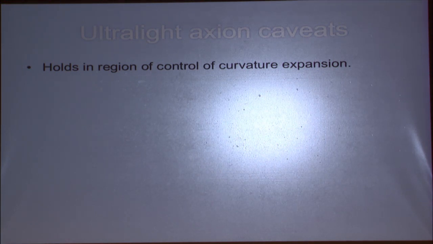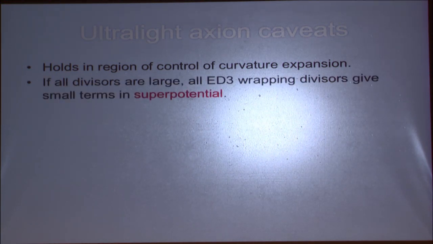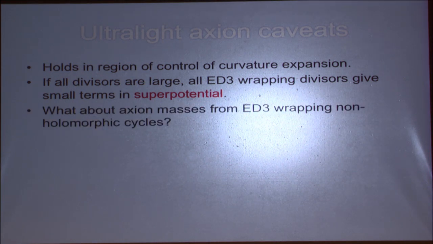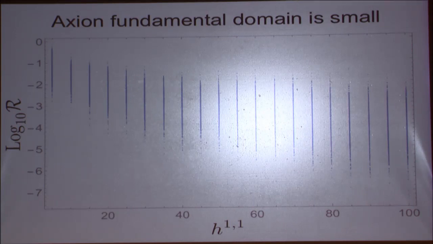Now look, the caveat about this is all of this was driven by assuming control of the alpha prime expansion. And as Murdad was asking, are there other instanton corrections? Well, we don't know, but it'll be worth figuring that out. Now, also, the axion fundamental domain, R, the radius of the fundamental domain, in reduced Planck mass units, is small.